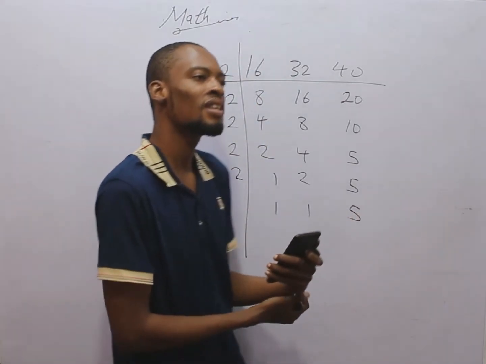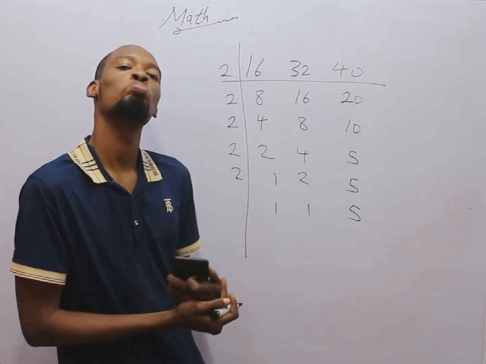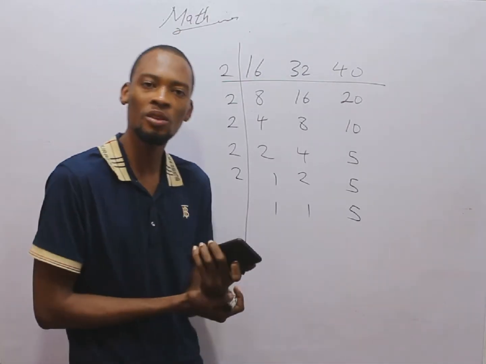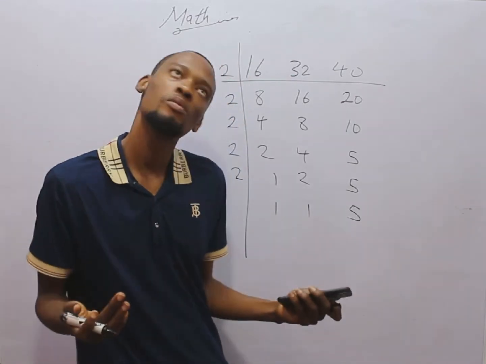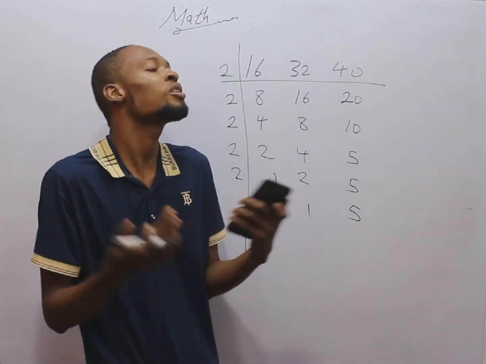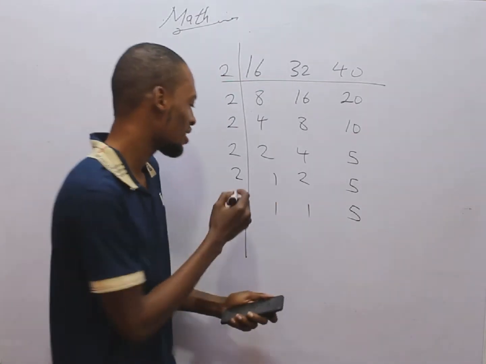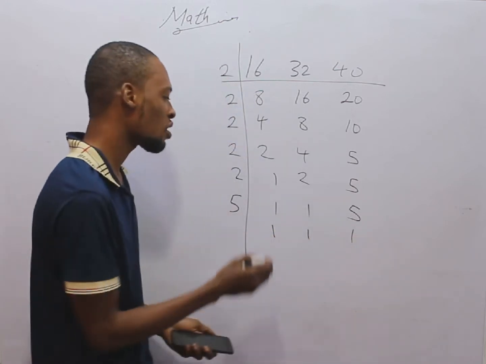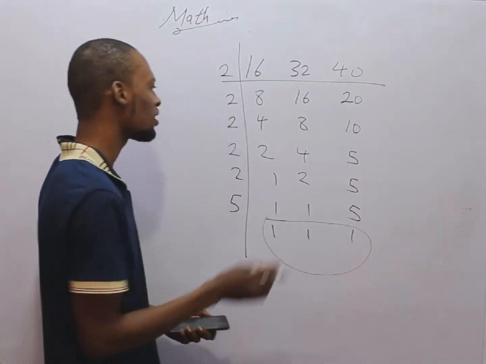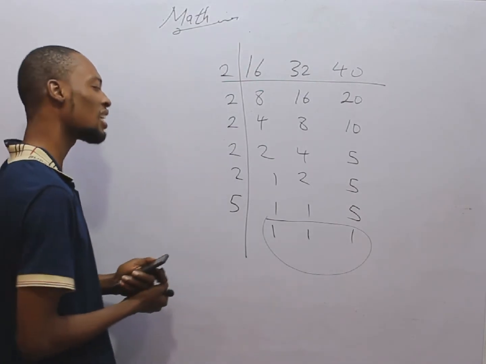You ask yourself, can 2 go again? No. We don't use 1. Can 3 go? No. Can 4 go into at least one of them? No. Can 5 go? Yes. 5 divided by 5 is 1. Once everything here is 1, 1, 1, that is it. You are done.